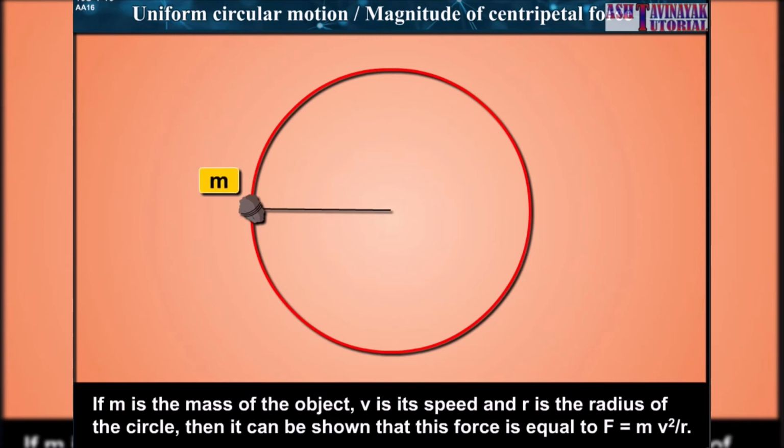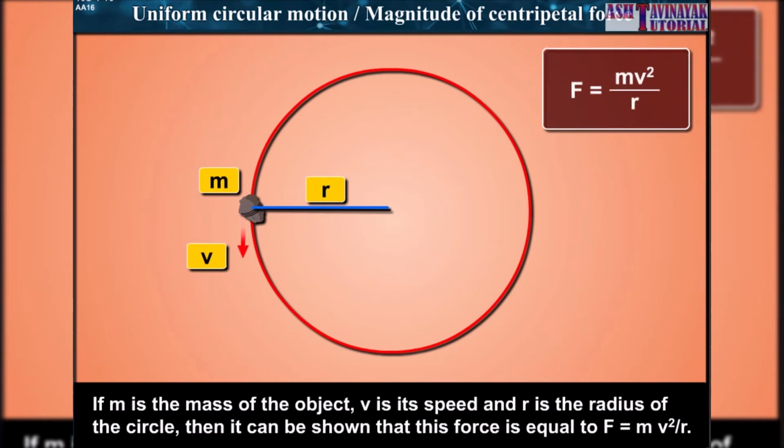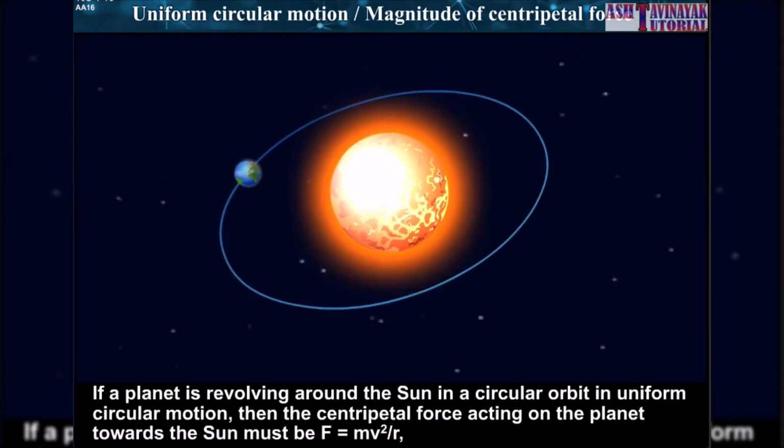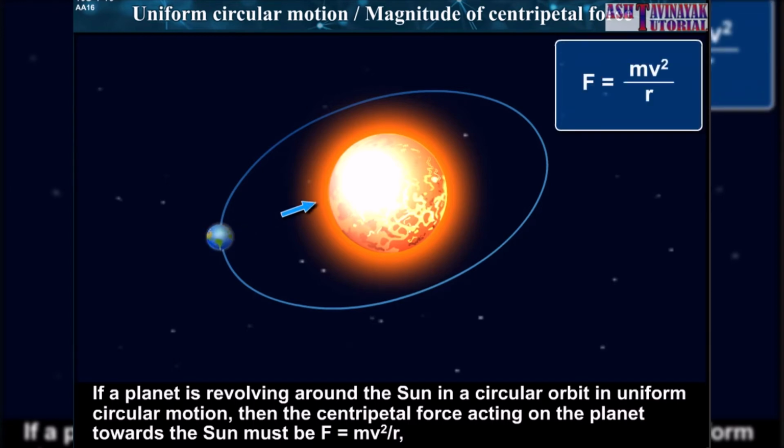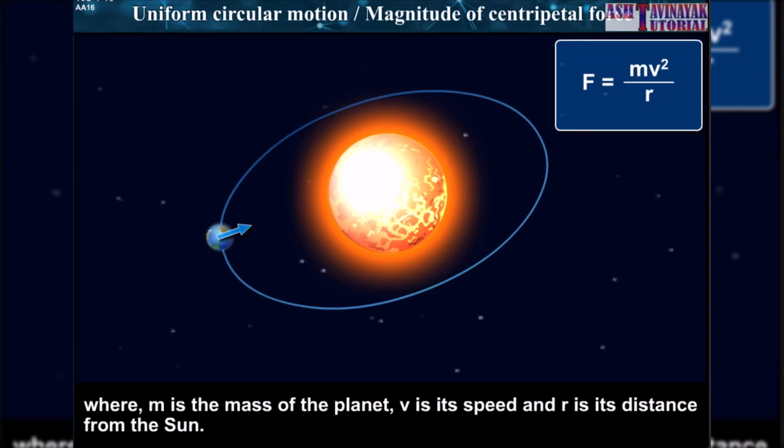If m is the mass of the object, v is its speed, and r is the radius of the circle, then it can be shown that this force is equal to F is equal to mv square upon r. If a planet is revolving around the sun in a circular orbit in uniform circular motion, then the centripetal force acting on the planet towards the sun must be F is equal to mv square upon r, where m is the mass of the planet, v is its speed, and r is its distance from the sun.